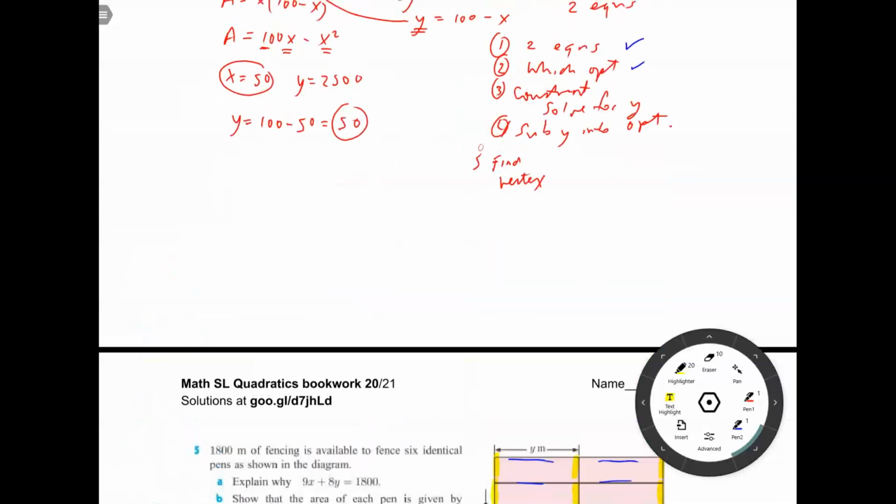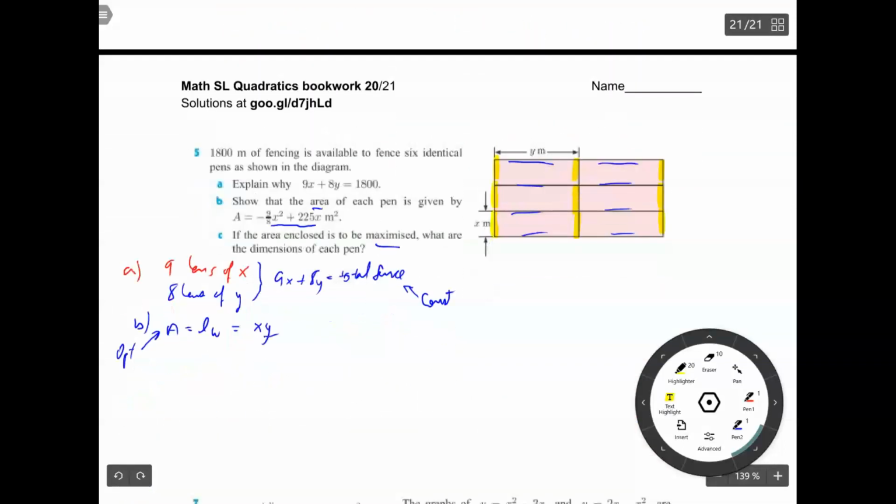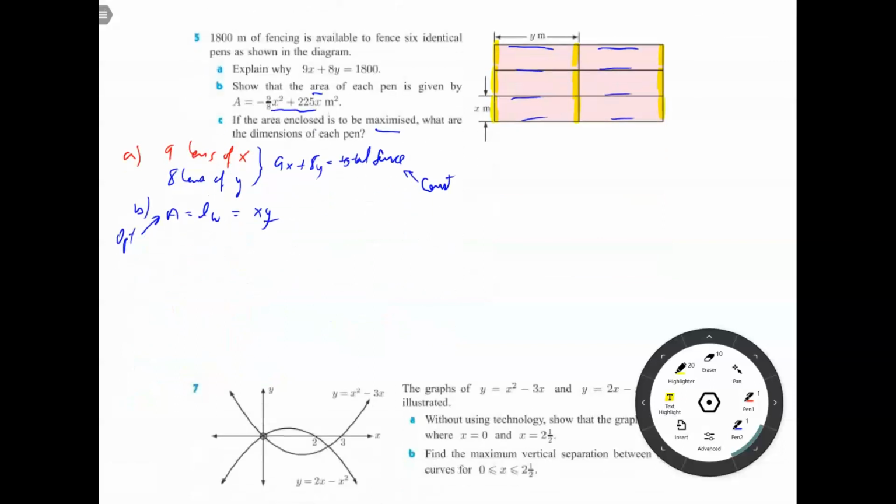And then, so we know what the constraint equation is. It asks us to solve for y in the constraint equation. Sometimes you're solving for x, whatever you're trying to eliminate, right? We're trying to eliminate y. So we're going to solve the constraint equation for y, and then we're going to use that to eliminate the y, okay? So maybe you don't understand what I'm saying, but just go ahead and solve for y first. So it's 9x plus 8y equals 1,800 because the total fence is 1,800.